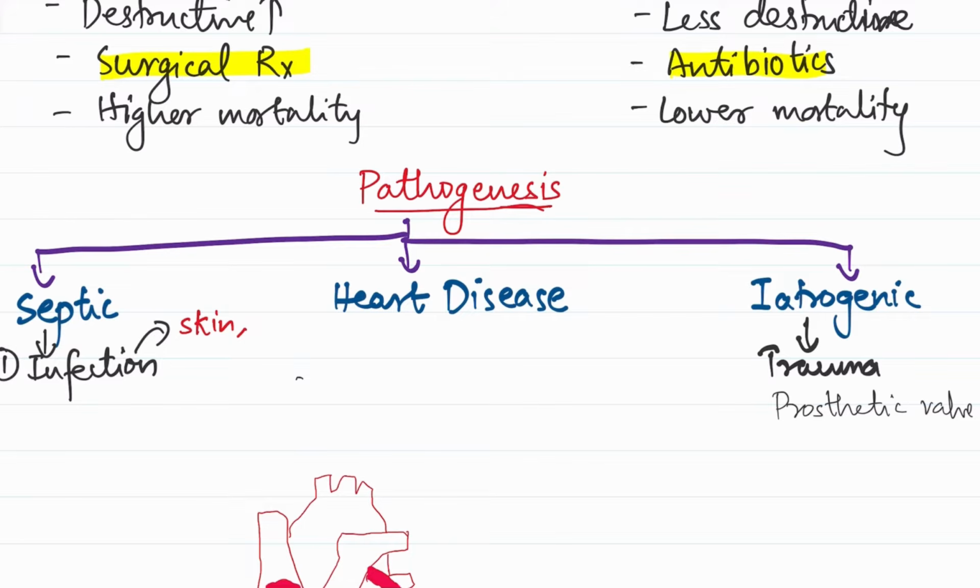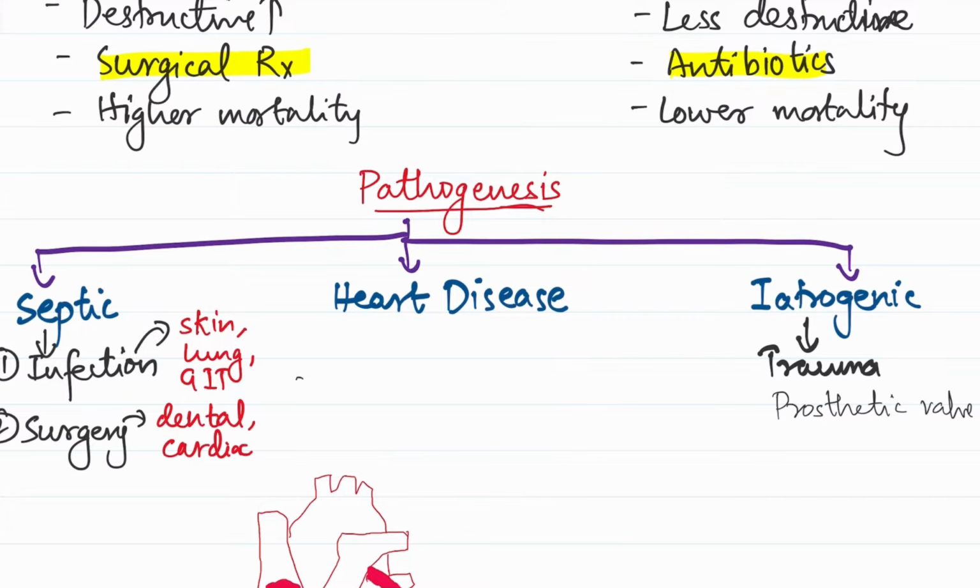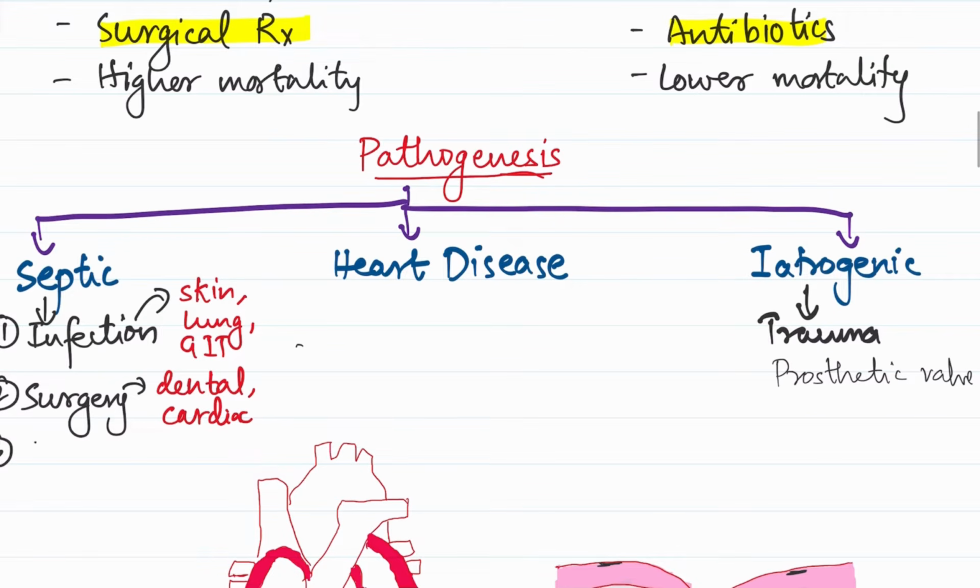And then there could be systemic infections, that is of the lung, involving the GI tract and so on. And the second is surgeries or procedures involving the dental cavity, because the oral cavity is a common source for Streptococcus viridans. So dental and cardiac procedures themselves. And finally, as we had said, IV drug abuse. As we had said, right-sided endocarditis by Staph aureus is more common in IV drug abusers.